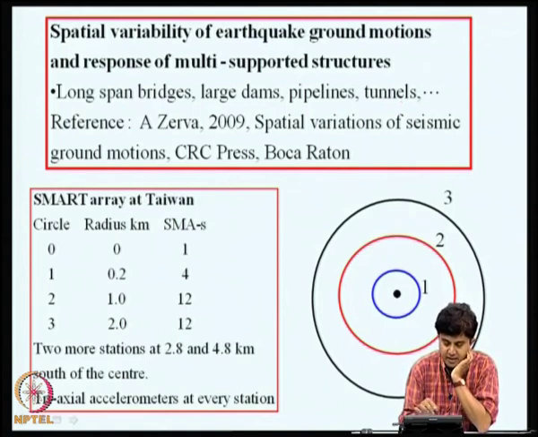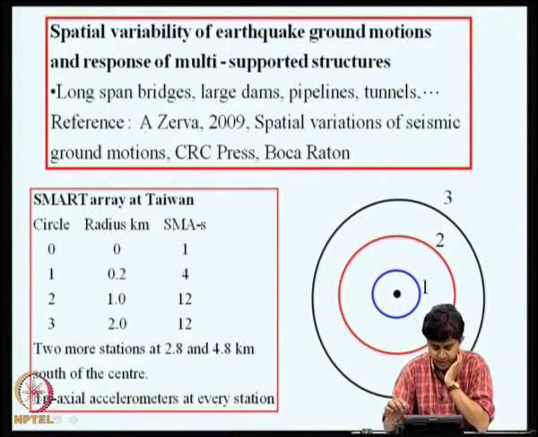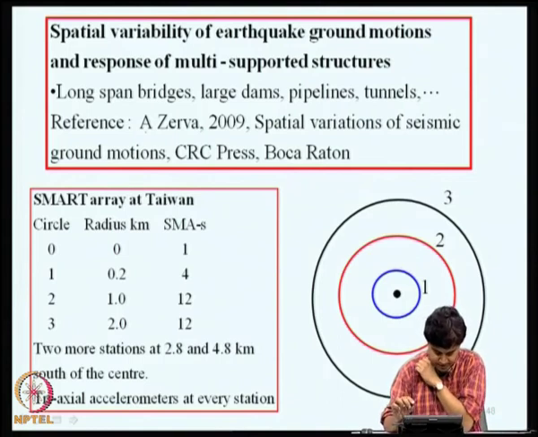Given the large spatial extent of this type of structures, different supports, say for example of a bridge which may be 1.5 kilometers long, would be subjected to different support motions in the event of an earthquake. And the question is, are there any specific phenomenological issues that need to be taken into account while considering response of these long span structures. Activities related to modeling of spatial variability of earthquake ground motions began with strong motion instrumentation which were densely configured in certain areas on the earth's crust.